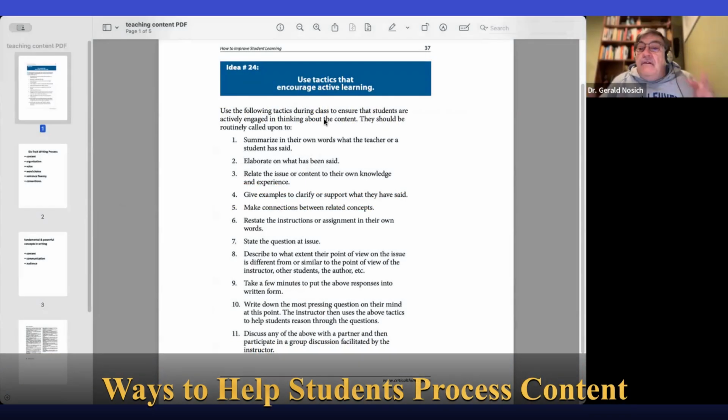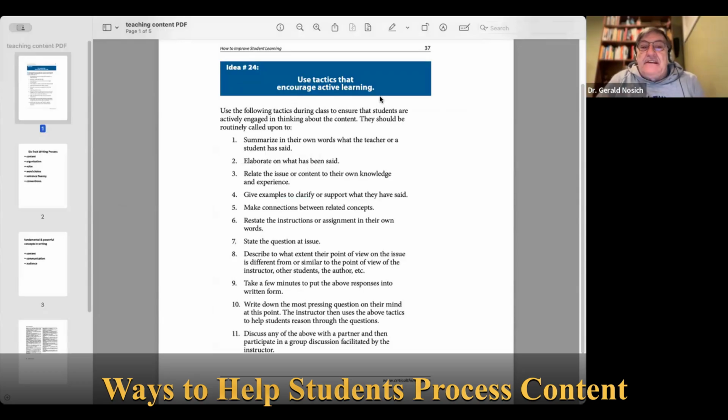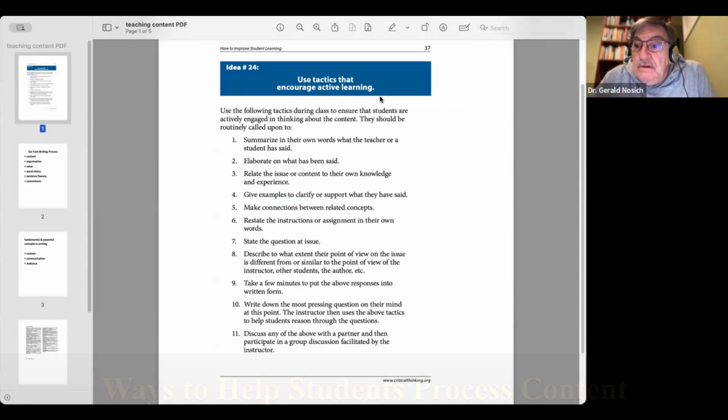Okay. There are 11 tactics, it calls them, to encourage active learning. They're things that you can have students do to process what goes on in the class. What's number seven? State the question at issue. What's the question at issue in this class? You're going to be doing this right at the end of your class time. What was the question at issue last time? That's number six. I can say, okay, give an example of what I've said before.